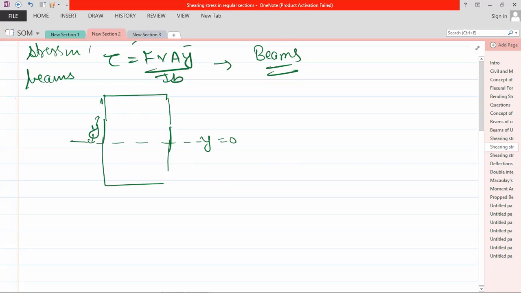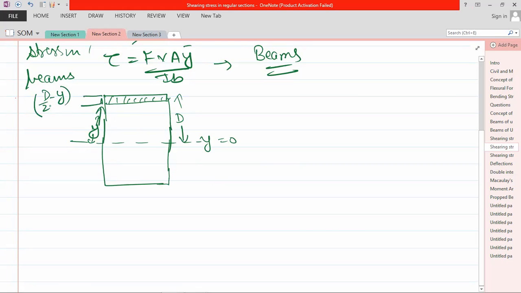Suppose this is a section. Suppose I am taking a strip at the top. Okay, y is the y distance. So this is d by 2, the whole is d by 2, and this is at y. So what is the thickness of this? This is d by 2 minus y.